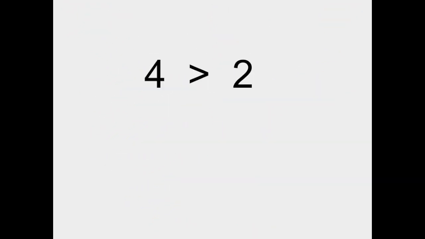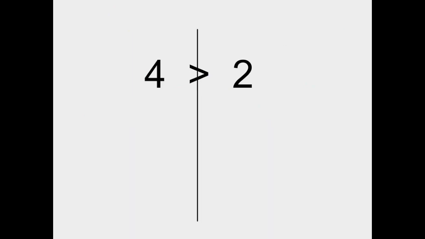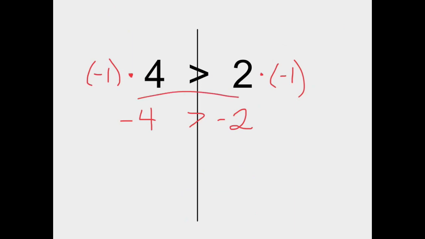Do we agree that 4 is greater than 2? 4 cupcakes, that is more than 2 cupcakes. I think we can all agree to that. What if I multiply, just for fun, both sides by negative 1? We know we can do anything we want to an equation or an inequality as long as we do it to both sides. So this is okay. So I multiply by negative 1 and I get negative 4 is greater than negative 2. What? That's not right. Negative 4 isn't greater than negative 2.